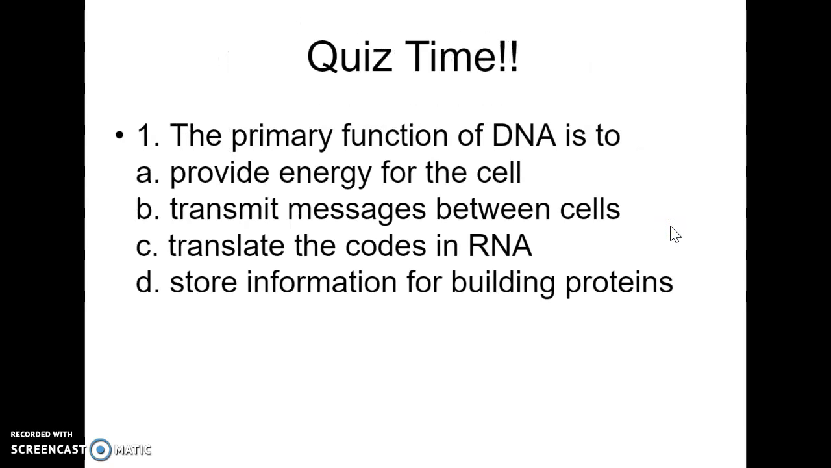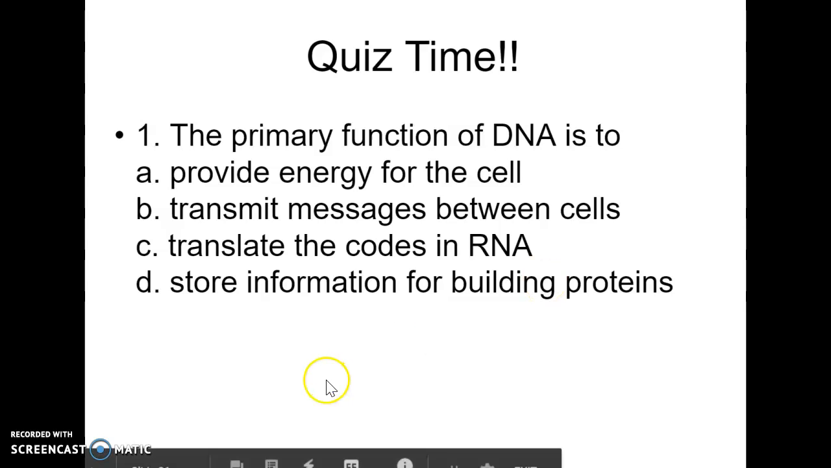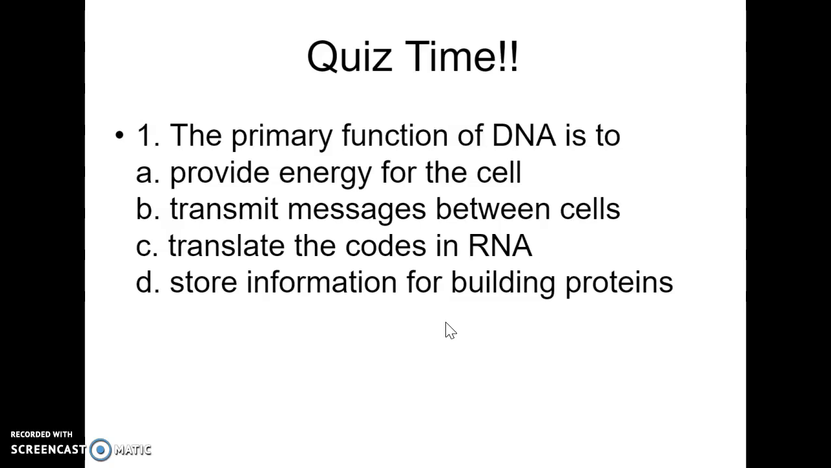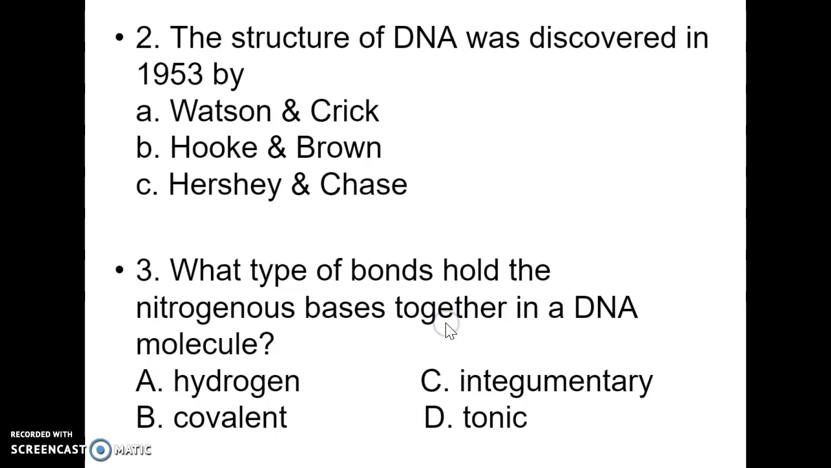Quiz time. The primary function of DNA is to provide energy for the cell, transmit messages between cells, translate the coded RNA, or store information for building proteins. Now, the correct answer is going to be D, store information for building proteins. The primary function of DNA is to store information for building proteins, which is then going to determine what that cell does. The structure of DNA was discovered in 1953 by Watson and Crick.